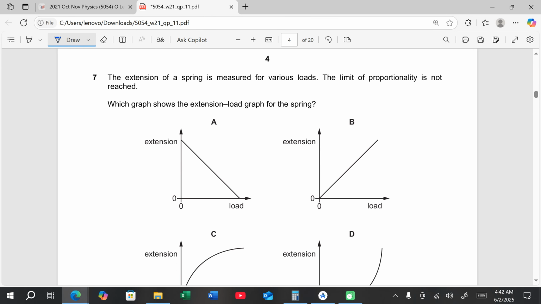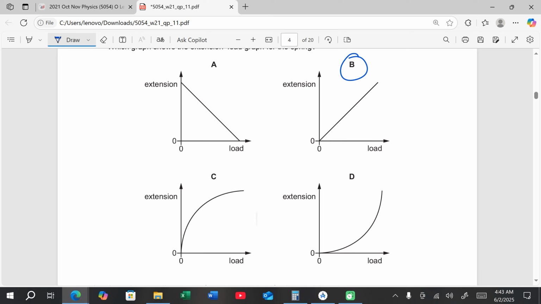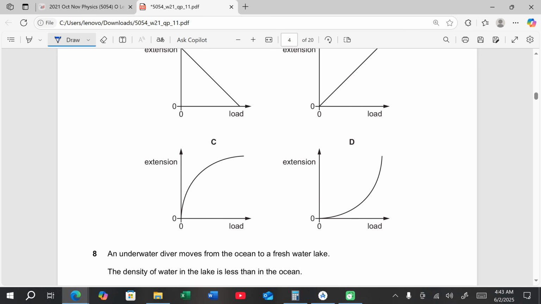The extension of the spring is measured for various loads. The limit of proportionality is not reached. This graph shows the extension and the load graph of the spring. It will be a straight line because its limit of proportionality is not reached. So it should be a straight line passing through the origin because they are directly proportional to each other.